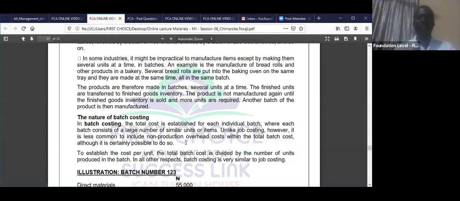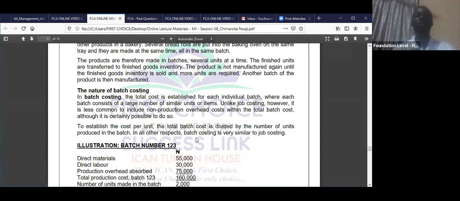Now, the nature of batch costing. In batch costing, the total cost is established for each individual batch, where each batch consists of a large number of similar units or items. Unlike job costing, it is less common to include non-production overhead costs within the total batch cost. But it is possible, we can do that.